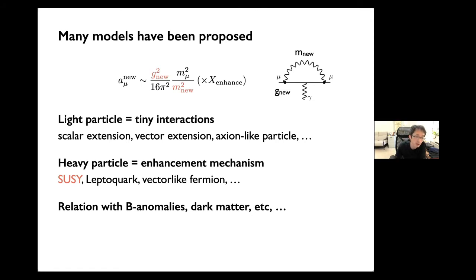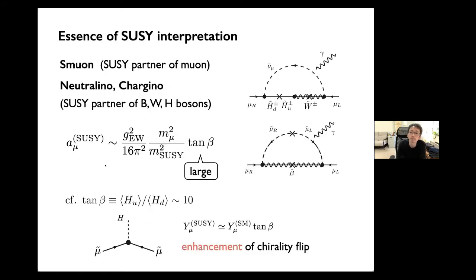Then SUSY is one of the most famous examples. And leptoquark and vector-like fermions can also explain the muon g-2 anomaly. And also there are many works on the connection with the B anomaly, dark matter, etc. But anyway, today we focus on SUSY. This is the essence of the SUSY interpretation.